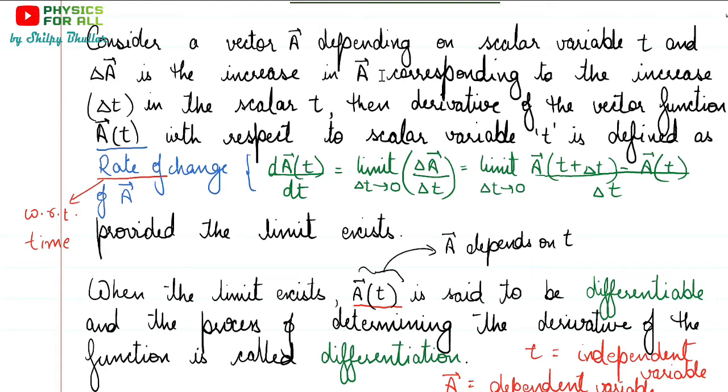Here a was the vector function and it was depending on this scalar variable t, which is time here. So whenever there was a change in time, we were expecting a change in the vector function a. This is how we study the derivative of a vector.